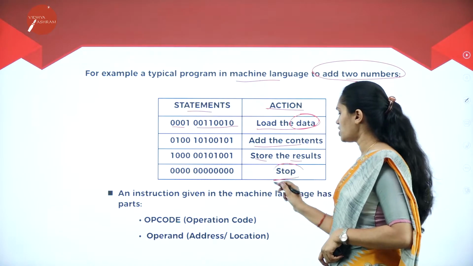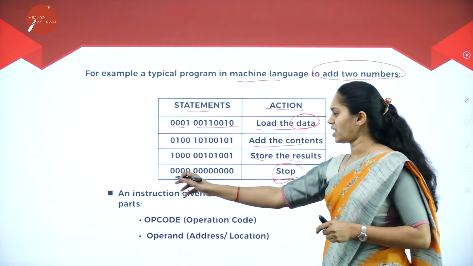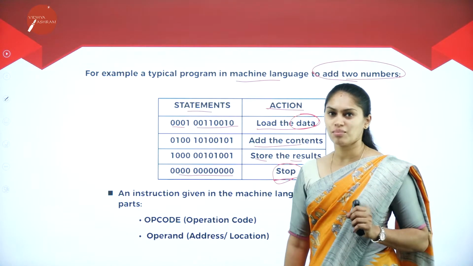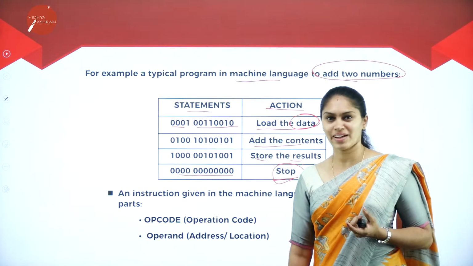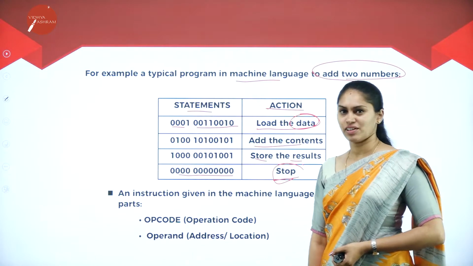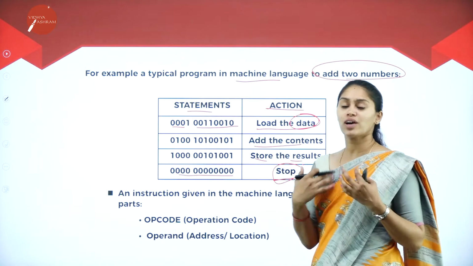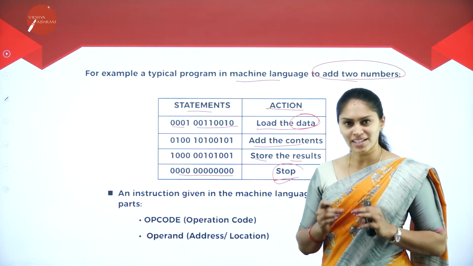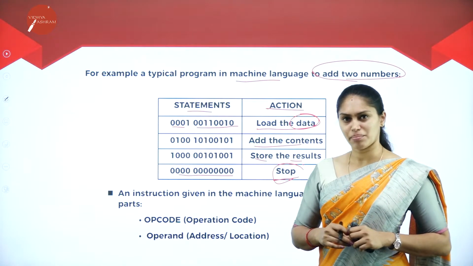Then we have to stop our programming. For that we are going to use all zeros. That is what it meant, stop. This is the easy thing that we can understand when we are dealing with a machine level programming language. This is just an example of how we are going to write code in machine level programming language. Then what does this machine level programming language comprise of?